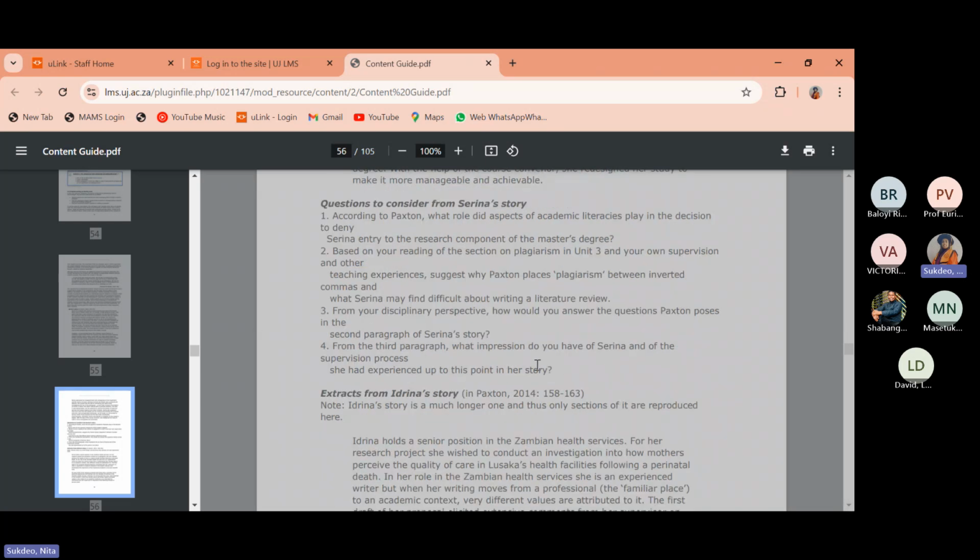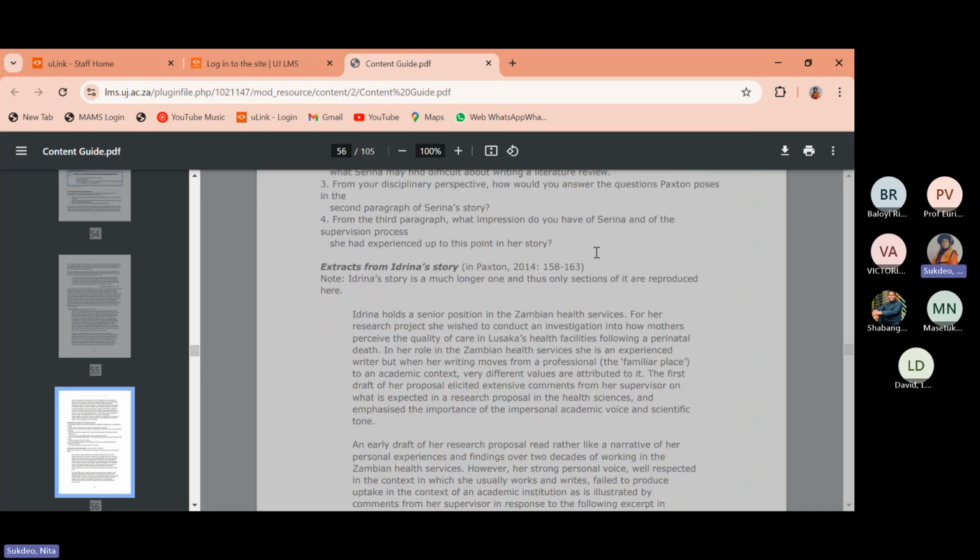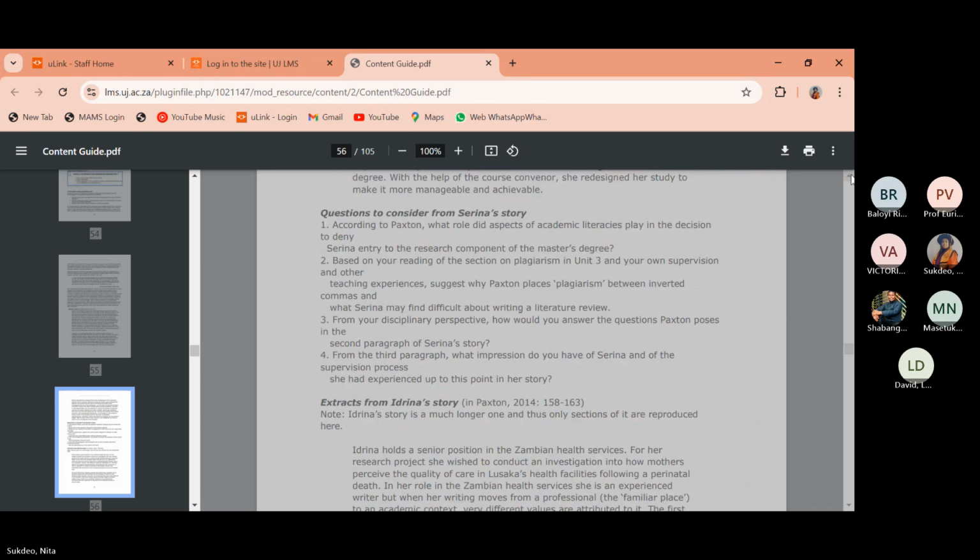From the third paragraph, what impression do you have of Serena and of the supervision process she had experienced up until this point in her story? So, before we go on to the next story, let's unpack that quickly. Serena's story, any comments? Anything you want to comment on or add on the questions that were asked?